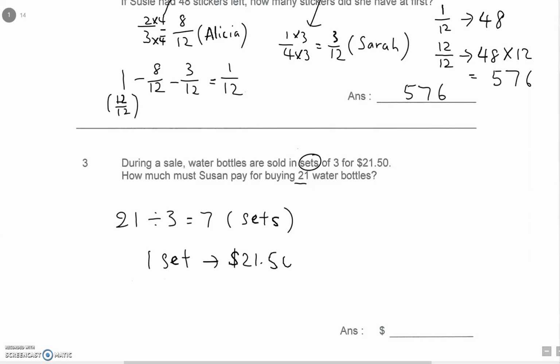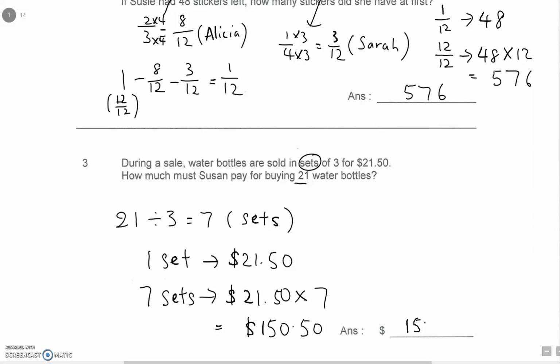Okay, now you know that 1 set costs you $21.50. So we are only buying a total of 7 sets, which equals 21 water bottles, right? So the cost will be $21.50 times 7, which is a total of $150.50. Okay, it's a very simple set question.